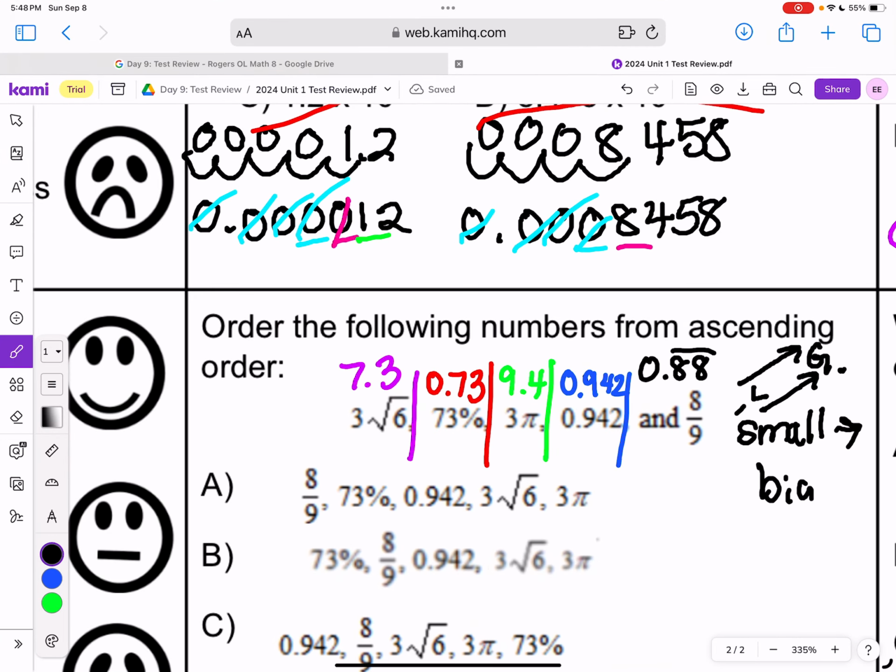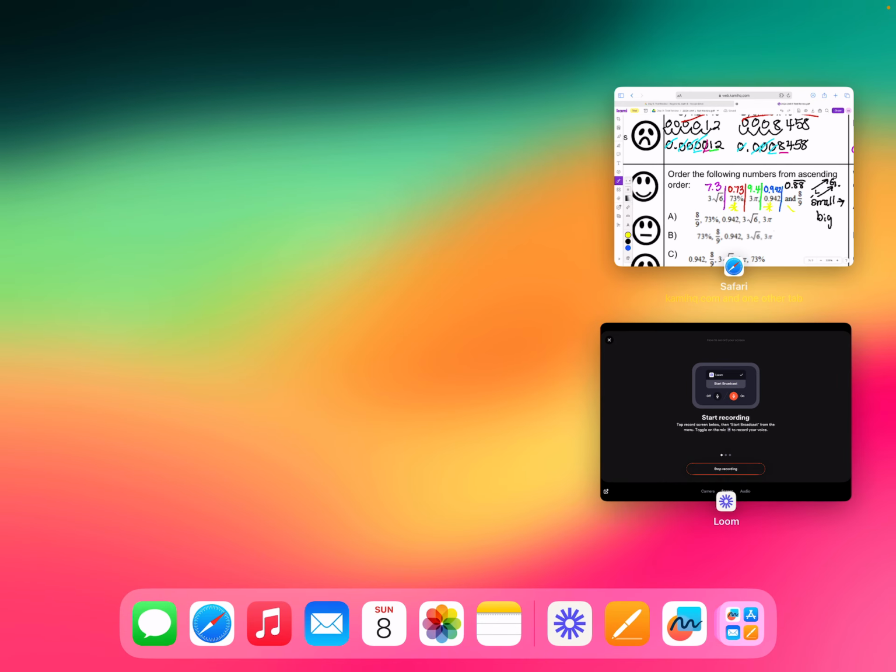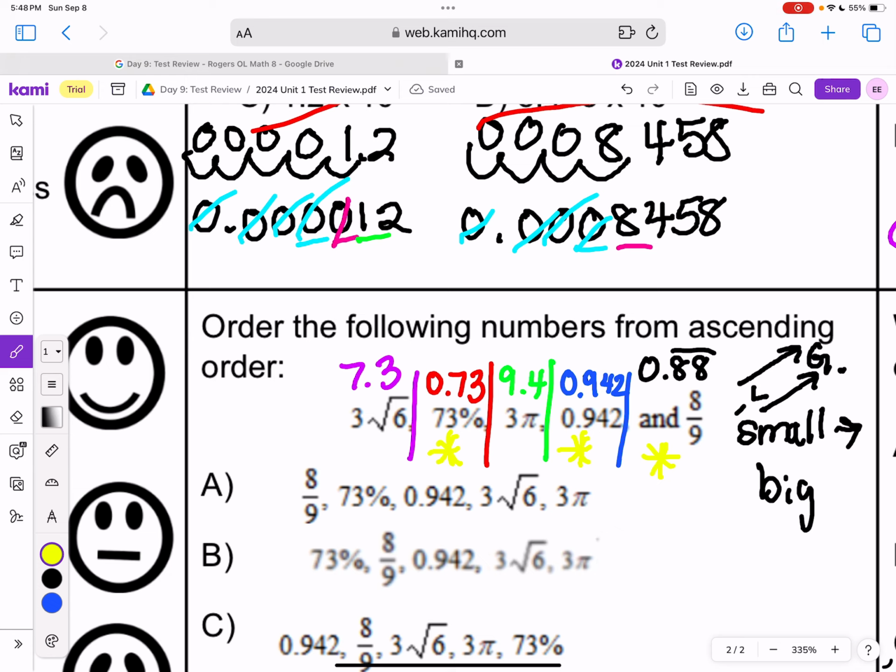So I have 0.7, 0.9, and 0.8. So the least one is going to have the 7. So we know that's going to be this one here. And we'll double check it matches. And then 8, and then 9. So for those 3 stars, that matches the 3 in order here.